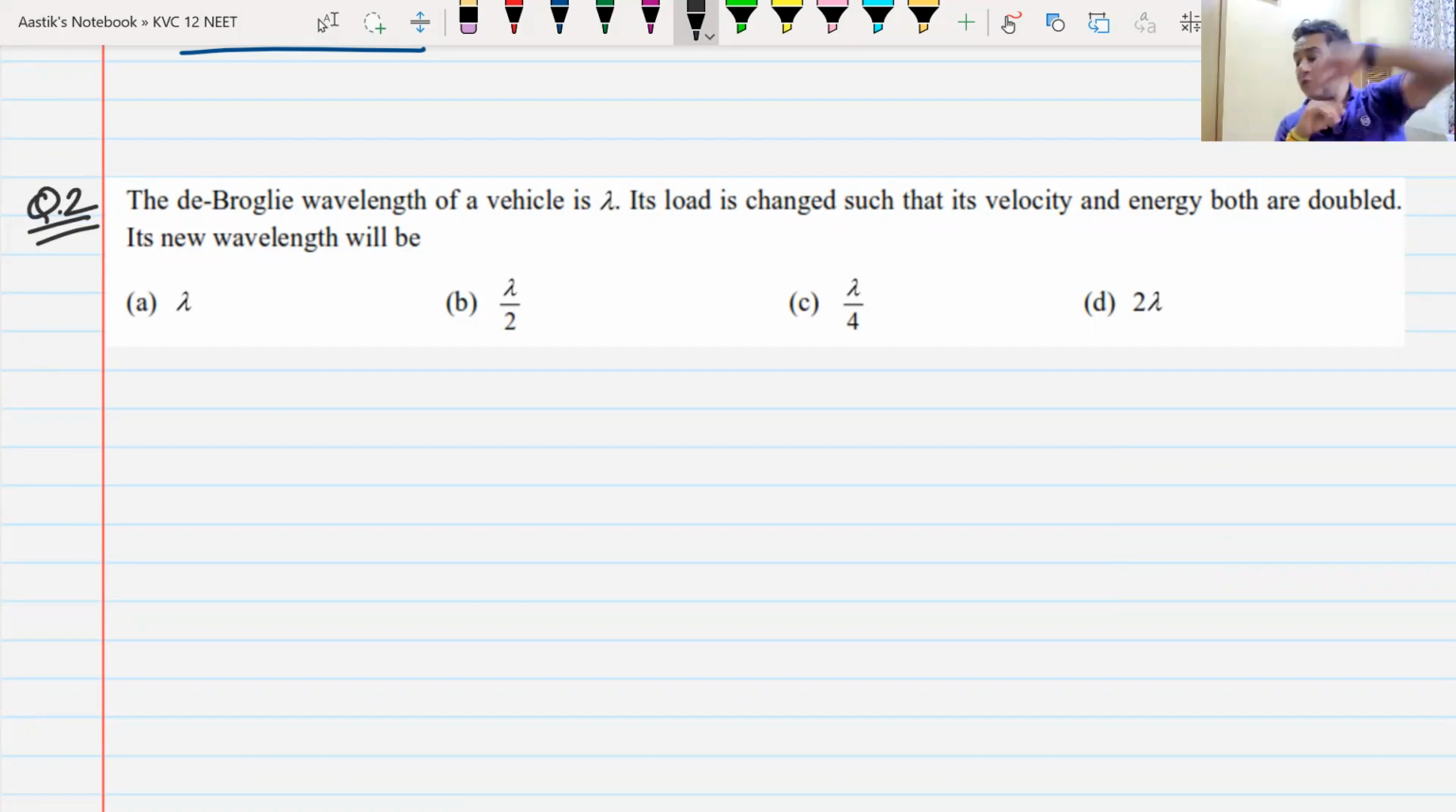The de Broglie wavelength of a vehicle, any moving thing, can be associated with a matter wave. Its load is changed such that the velocity and energy both are doubled. Read the question carefully. You will not get much time. What is the new wavelength? I'll give you 2 minutes to do it.